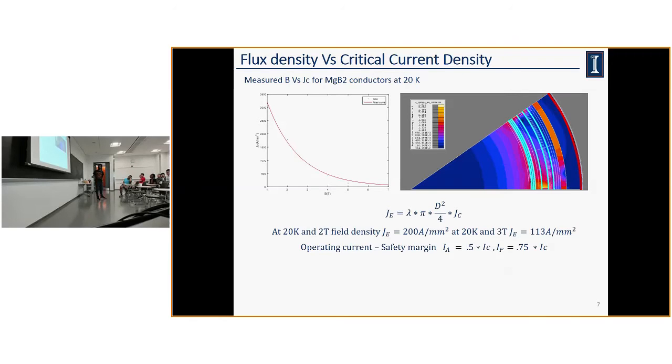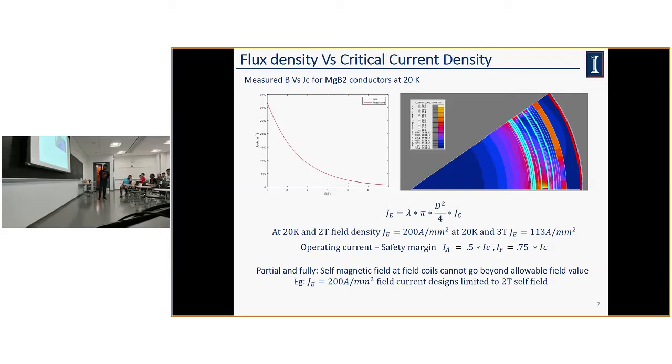So this is my safety margin. For example, I want the armature current to be 0.5 of the critical current, so 50% of the critical current, and for the field current, I go for 75%. As I explained, these are the limits I have. If I set 2 Tesla, I can go up to only 200 amperes per millimeter square. Whatever the active field is, I have to evaluate the critical current density and make sure my armature current is below 50%.